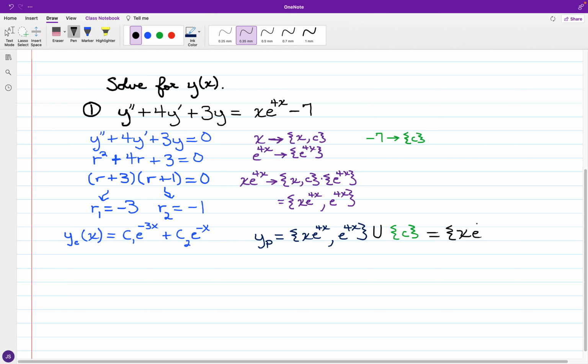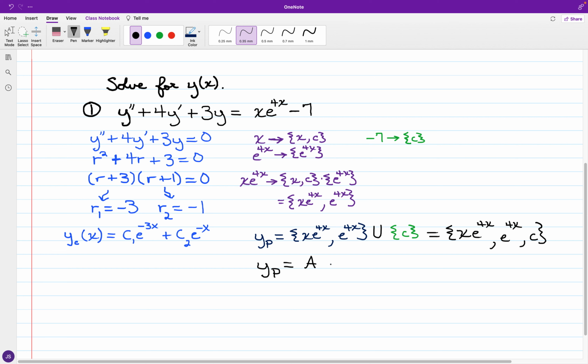So you have xe to the 4x, e to the 4x, and we have a constant in general. And this would be the pathway to where we can utilize what is referred to as the method of undetermined coefficients. Now we have three distinct elements from taking the union of the families of derivatives. So we're going to have three distinct coefficients.